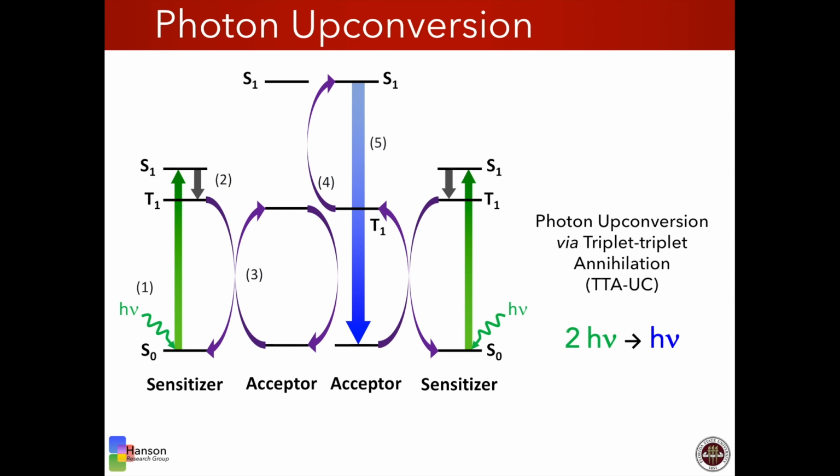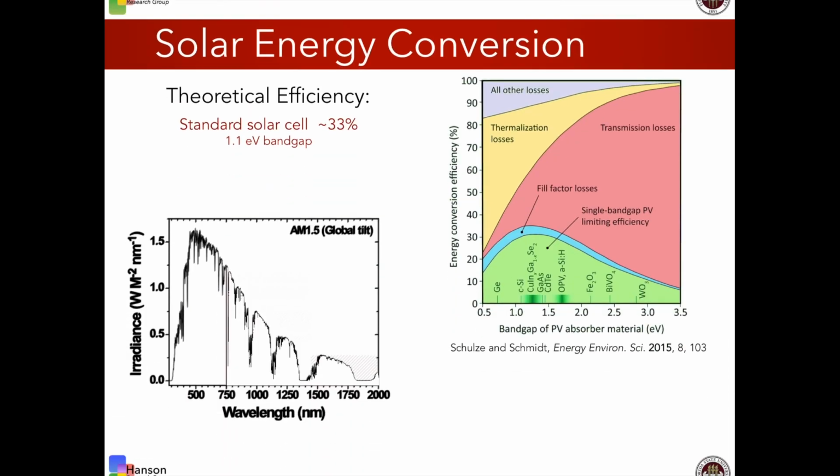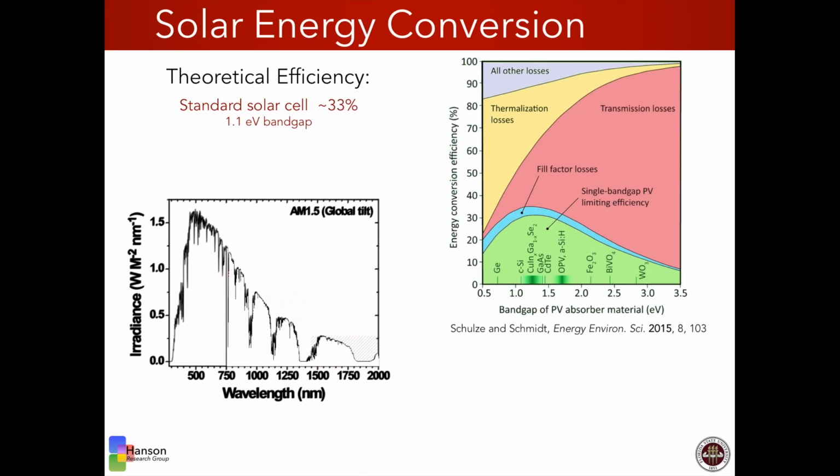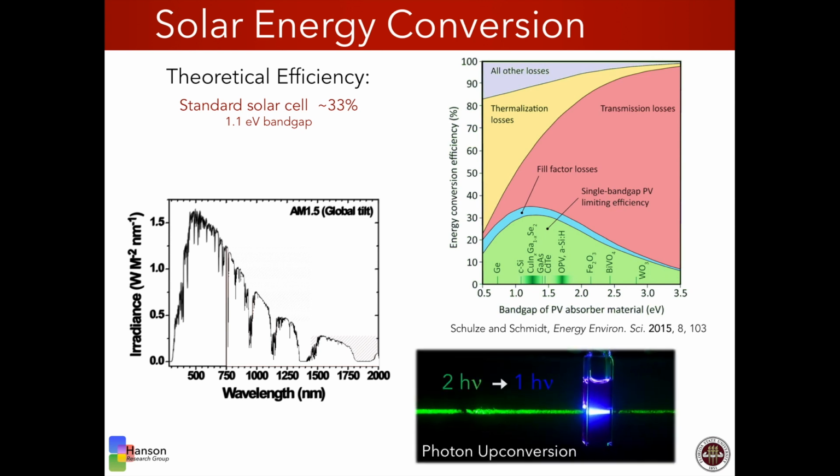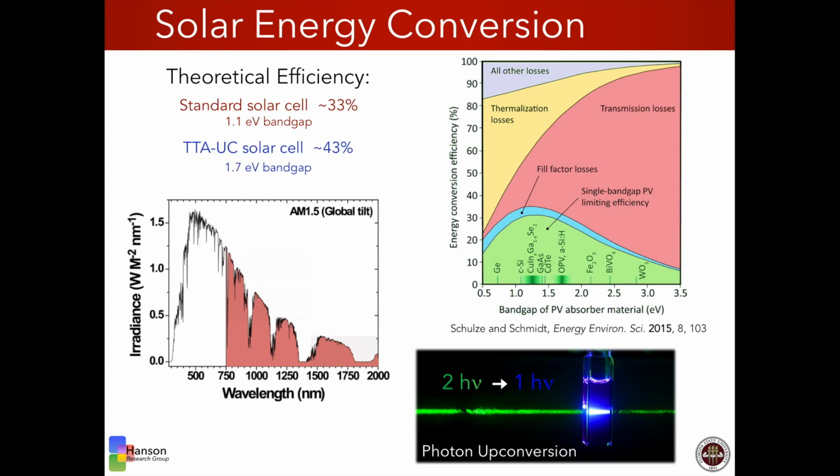photon of higher energy. In our group, we're interested in applying this process to solar energy conversion, where the theoretical efficiency of a standard solar cell is approximately 33%. The losses primarily limiting solar cell devices are those of transmission of photons lower than the energy of the band gap of the absorber material. If we can incorporate photon upconversion in one of these devices, we can harness some of these lower energy photons and raise this theoretical efficiency limit to approximately 43%.